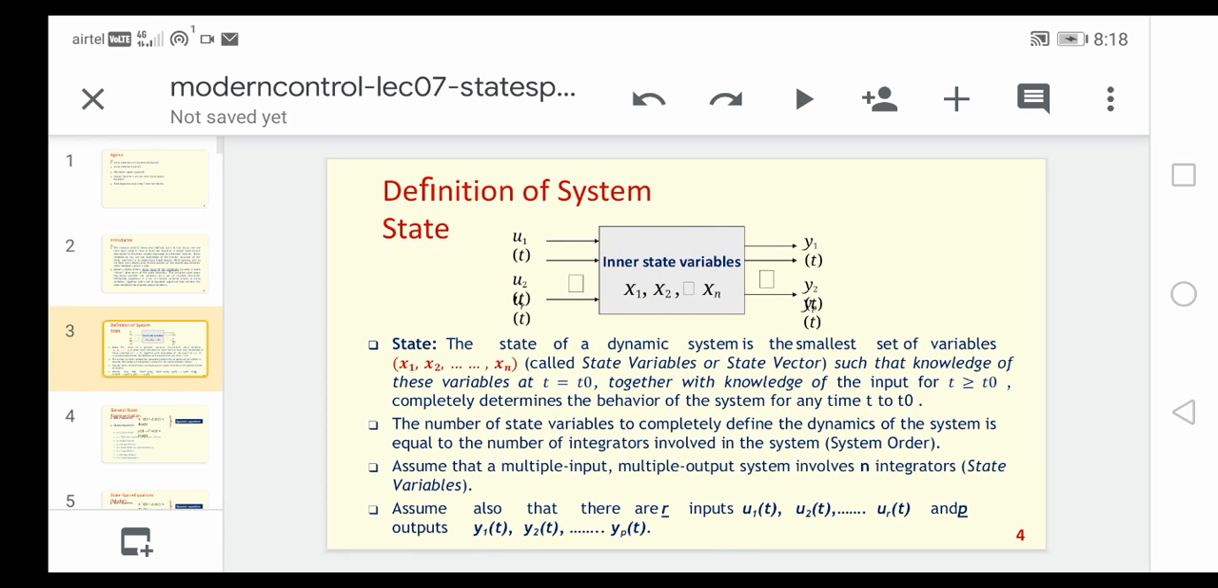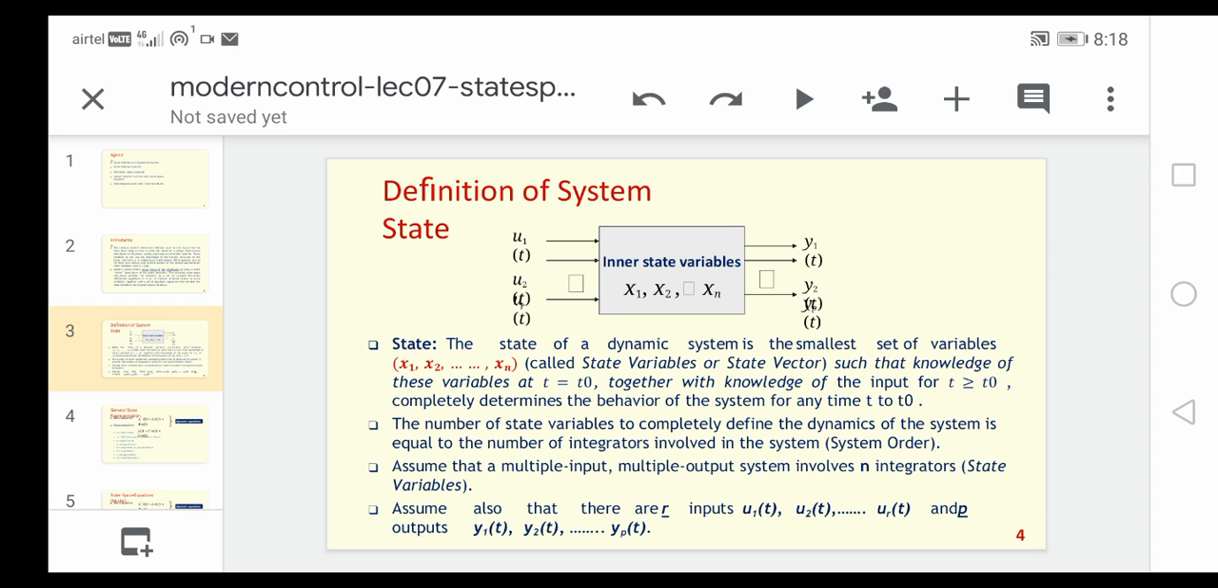Now the definition. In this diagram, we have state variables, inputs and outputs. What are the state variables? x1, x2 and so on up to xn, we call them state variables. u1, u2, u3 and so on up to ur, we call them input variables. And y1, y2 and so on up to yp, we call them output variables.